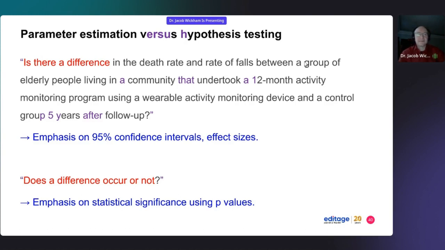So is there a difference? If you're asking this question, if there's a difference between 2 groups, the emphasis here is on the 95% confidence intervals and the effect sizes. Is there a difference? Or if you're asking a question, does a difference occur or not? This has emphasis on the statistical significance using p-values. So is there a statistical difference, really? Does it occur or not? Those look at p-values.